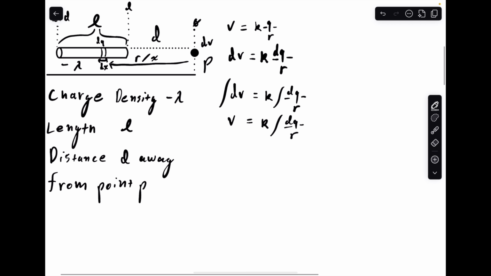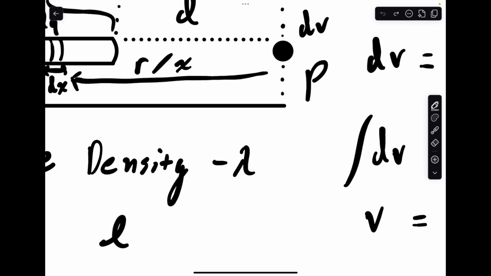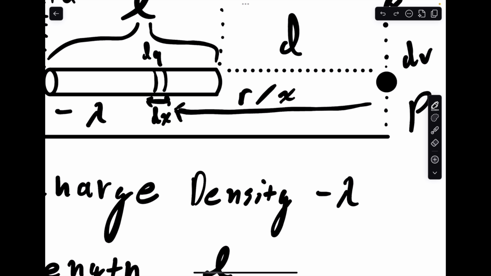And the reason why it's d and L plus d is because we want to consider, if I think about this little dq, that's like right here, well, that dq is only a distance d away from the point P, right? Whereas this dq might be a different distance, like d plus some random number.